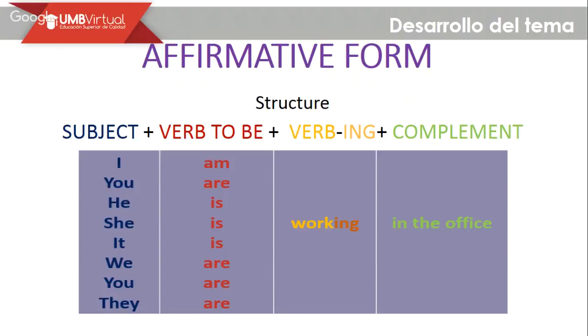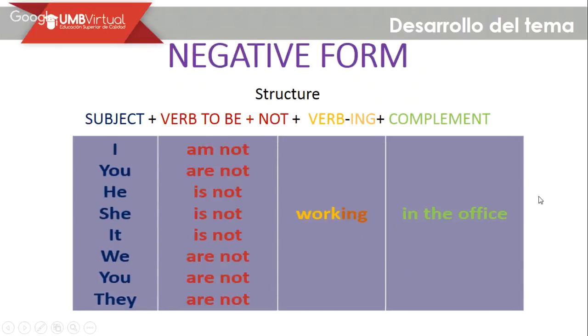Well, I was saying that we are going to see the structure for affirmative form for present continuous. So this is when something is really happening. We use the subject plus the verb to be with the conjugation am, are, is, plus the main verb of the sentence, that is work in this case, with the ing ending, and a complement. We were saying she is working in the office. That's easier. Okay, now we're going to move to the negative form.